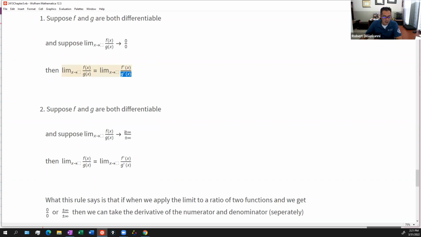If you get infinity over infinity, and it doesn't even matter if you have positive or negative infinity on top and bottom, but if you have infinity in both, then all you have to do is run L'Hopital's rule, take the derivative of top and bottom, and then see if that limit works. It only works for infinity over infinity or 0 over 0. That's it. That's the only time you can use L'Hopital.